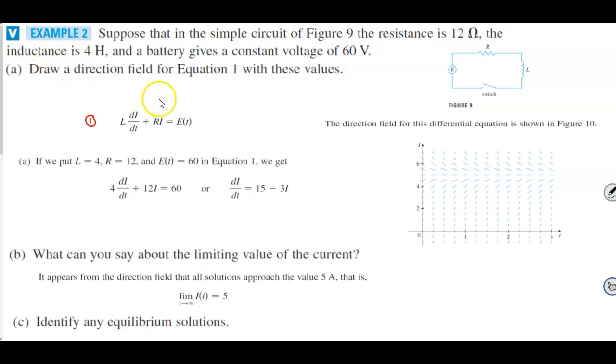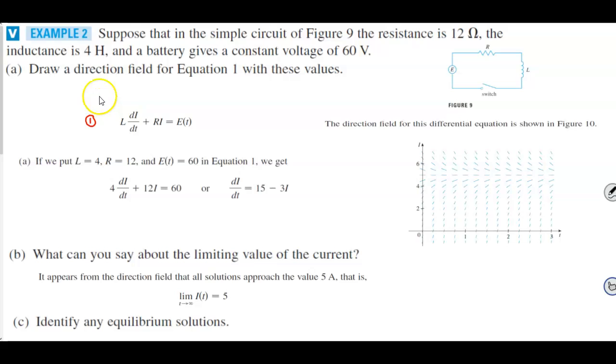In example 2, suppose that in the simple circuit of figure 9, the resistance is 12 ohms, the inductance is 4 henries, and a battery gives a constant voltage of 60 volts. We want to be able to draw a direction field for equation 1 with these values. So equation 1 is taking L multiplied by the derivative of I with respect to t plus R times I equals E of t.